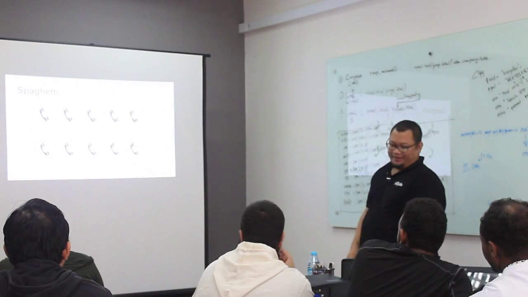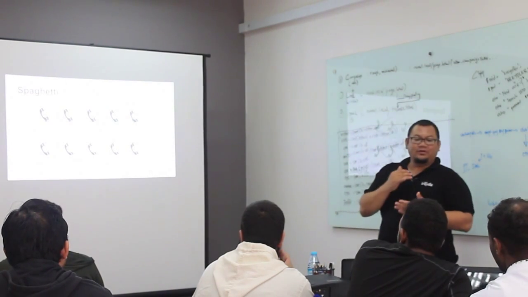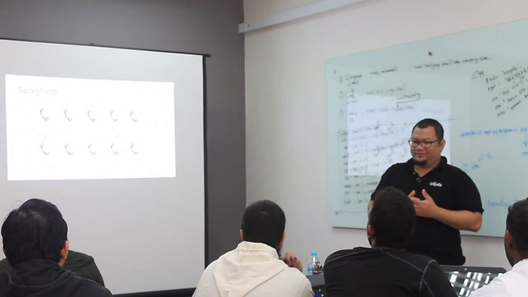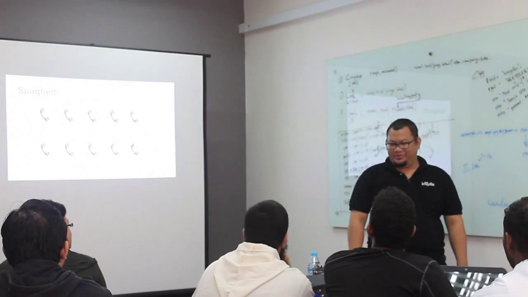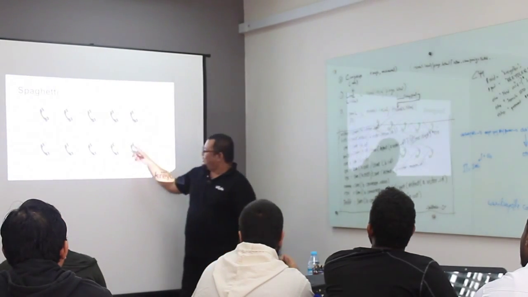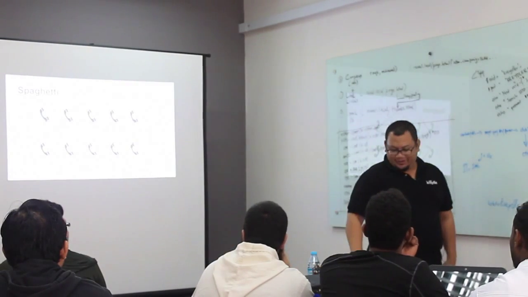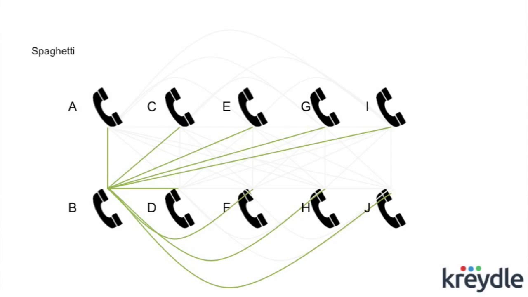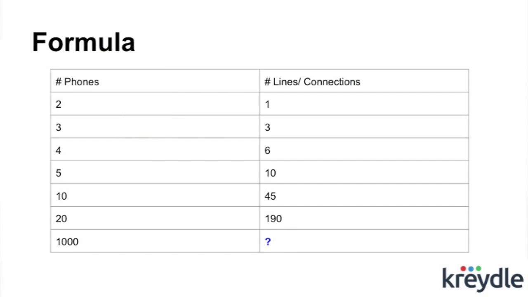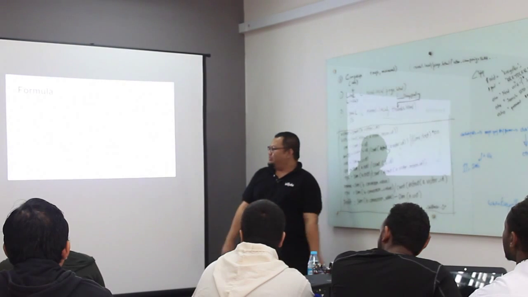So you can see the wires, a lot, right? With 10 phones, how many connections do we actually have? Divide by 2, because if you connect here, this one you already connected. So one phone connects to at least 9 phones. The formula: 2 phones, 1 line; 3 phones, 3 lines; 4 phones, 6 lines; 5 phones, 10 lines; and 10 phones, 45 lines. Our formula is the total number of phones multiplied by the number of phones minus 1, divided by 2.